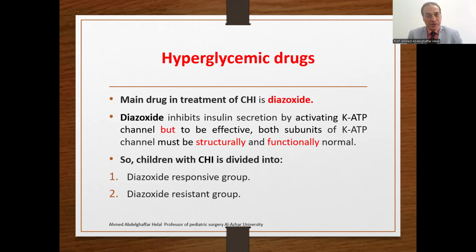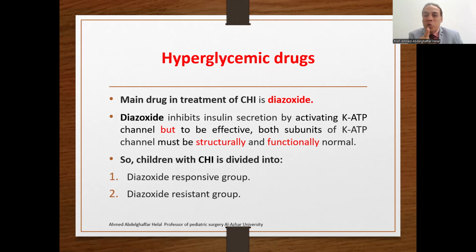Hyperglycemic drugs: yes, there are some drugs that will cause hyperglycemia, and the main drug is called diazoxide. Diazoxide is a very essential drug, considered by the WHO as an essential medicine to be present in every hospital. Diazoxide inhibits insulin secretion by activating the potassium ATP channels. Activating the channel, yes, this is a normal function.